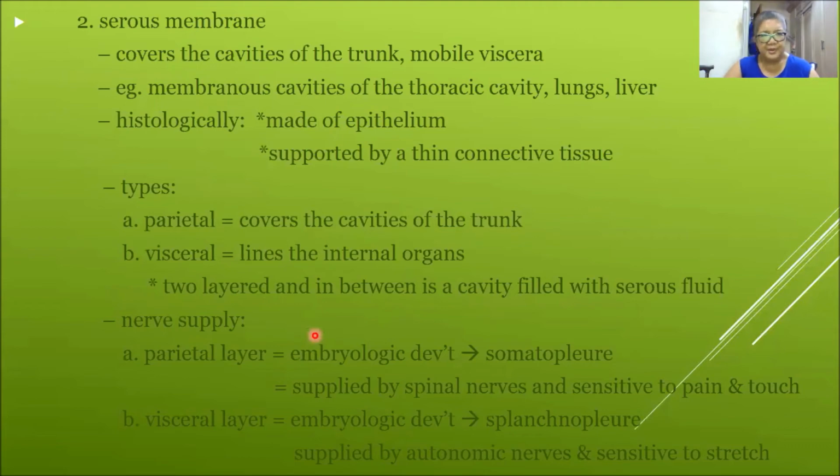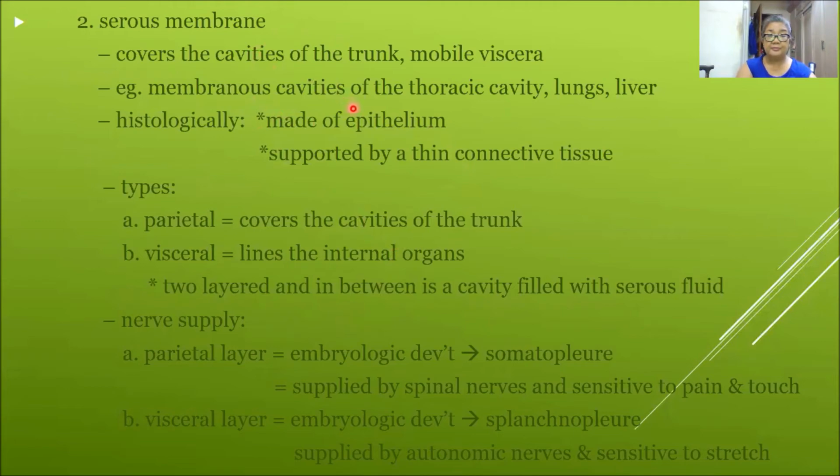Histologically, the mucous membrane is made of an epithelium supported by lamina propria. The serous membrane, on the other hand, covers the cavities of the trunk and mobile viscera. Examples are the membranous cavities of the thoracic cavity, the lungs, the liver. Histologically, the serous membrane is made up of epithelium supported by a thin connective tissue.